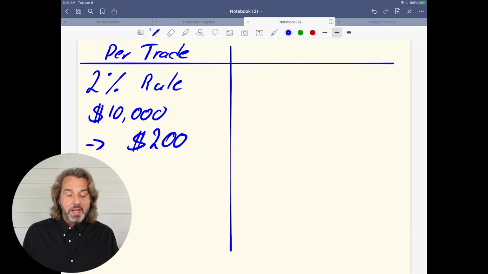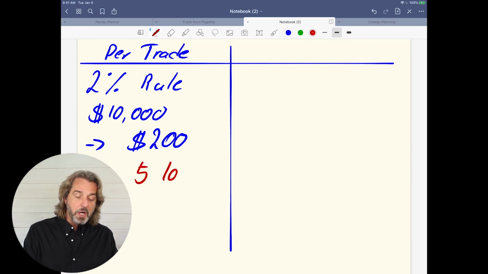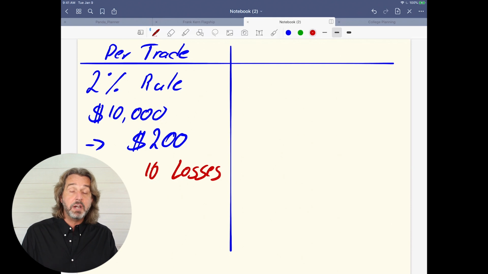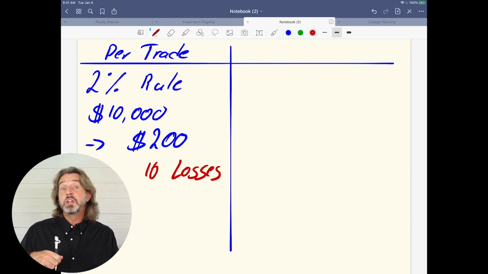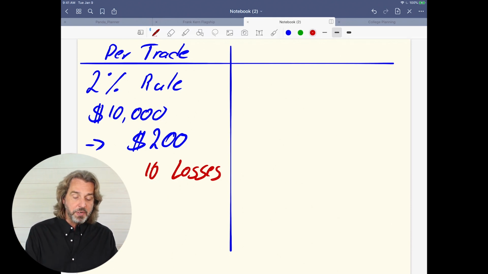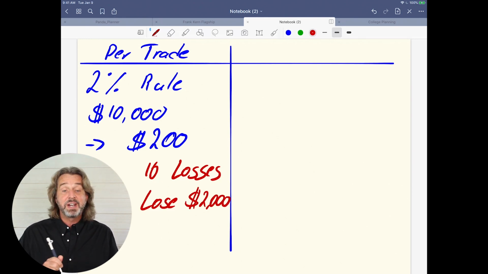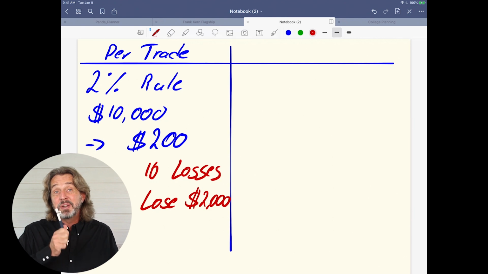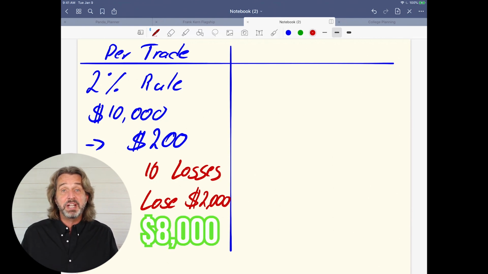And here's why. Now let's say that you have, for example, 5 losses. Actually, you know what? Let's be even more conservative and say that you have 10 losses in a row, which can happen. So if you lose 10 times $200, you lose $2,000. Now, of course, this is not nice, but you still have $8,000 left. So you're still alive. You can still trade, right?